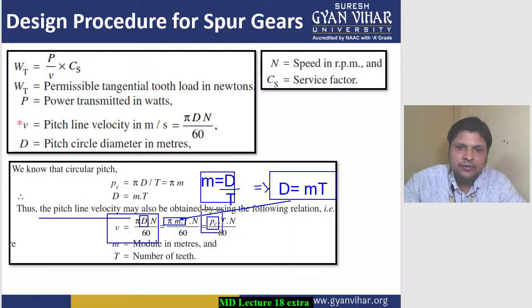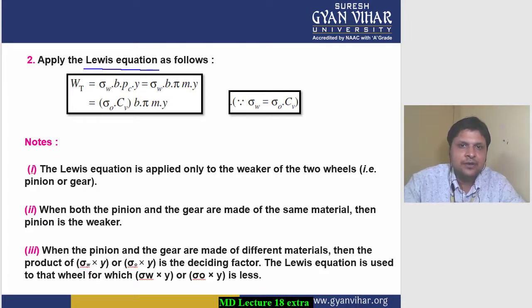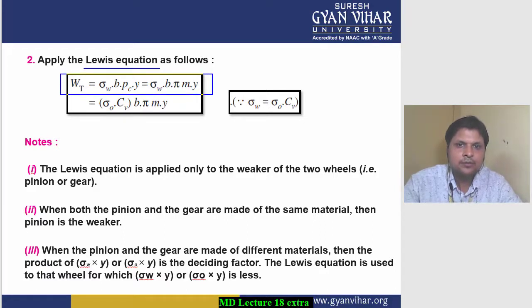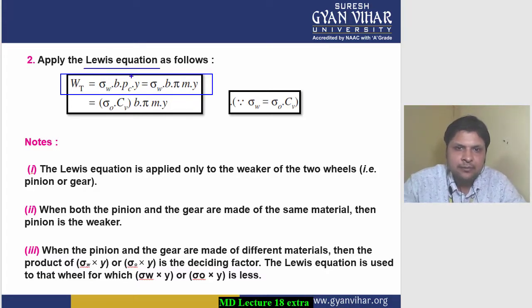So we can write this expression in this way also, PC into t into n by 60. Alright, now moving further students, second step is to apply the Lewis equation which we have derived. Lewis equation says that tangential load WT is equal to sigma W B PC Y. Now here circular pitch PC can be replaced by pi m.